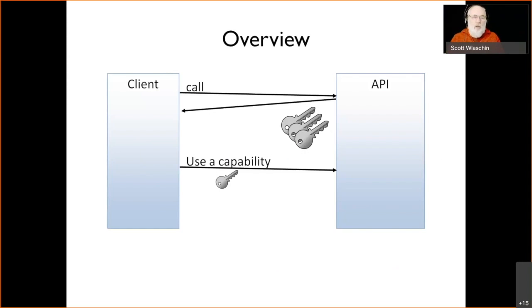Let's say I use the move capability and I get back some more capabilities. So, okay, I can't move anymore. I can only turn, or I can only do something else. I run out of ink, I can't put the pen down anymore. So it's very explicit about what I can do and what I can't do.